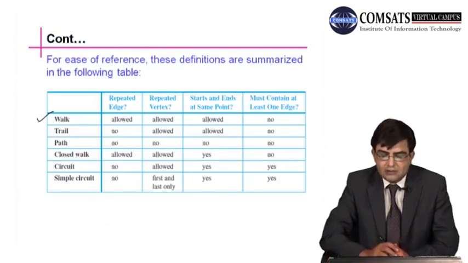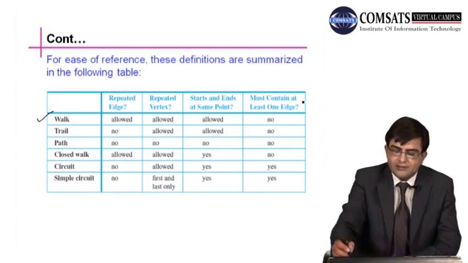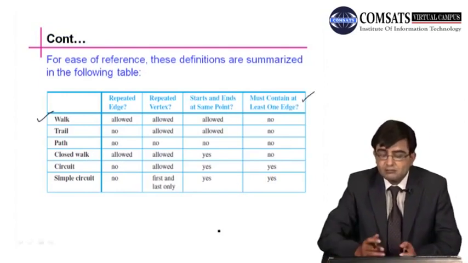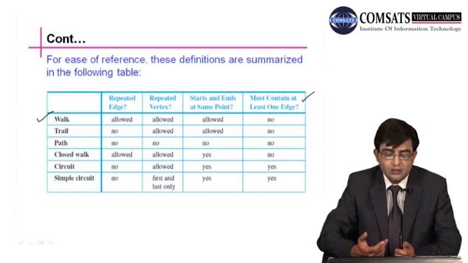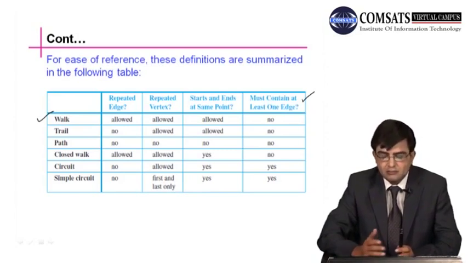So it must contain at least one edge. This condition is not necessary, it could contain only one vertex, which we call a trivial walk, as we have discussed in the definition of a walk. It's not necessary that a walk contains an edge.